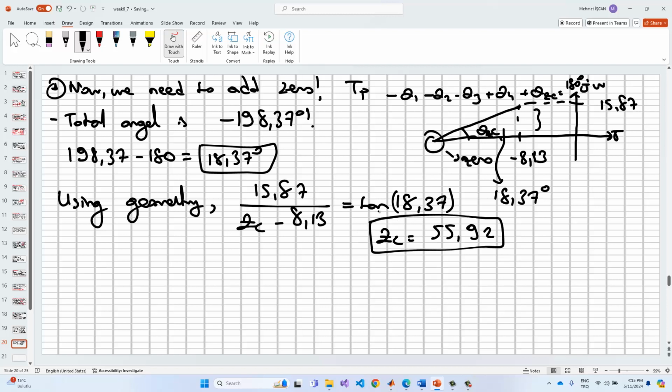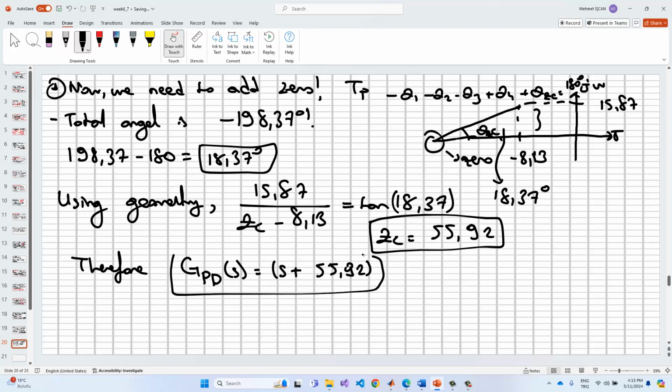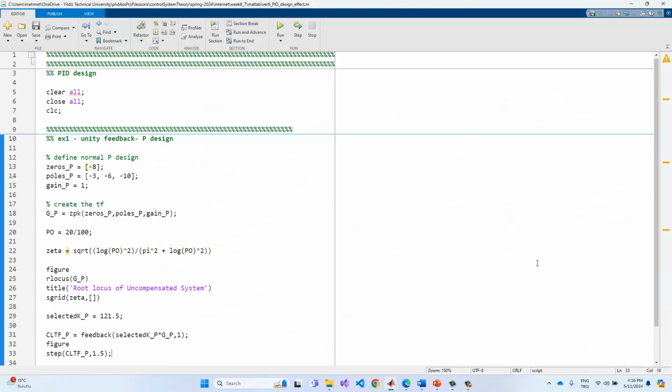So therefore GPD(s) must be equal to what? The s plus 5592. Okay? So how can we show this code in MATLAB?